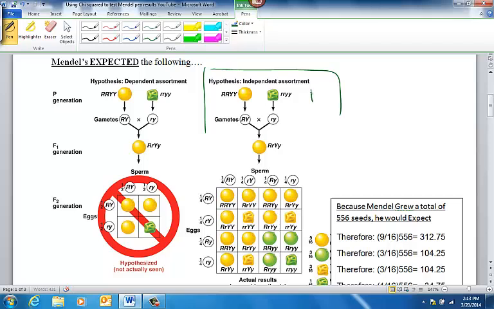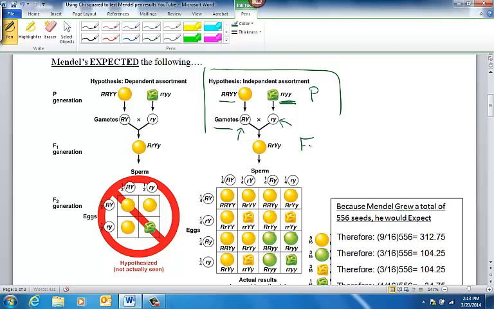So he started off with the parental generation, true breeding round yellow peas crossed with true breeding wrinkled green peas. And so the true breeding or homozygous round yellow pea plant could only produce gametes, egg and sperm, that would have big R and big Y, because that's all they had. And the homozygous recessive parent over here could only pass on little r's and little y's. So that's the only gametes they could produce.